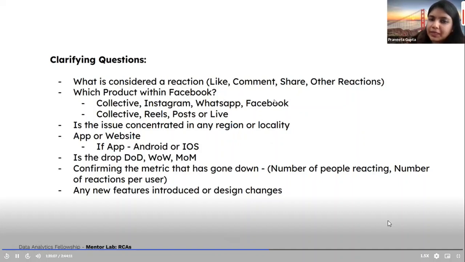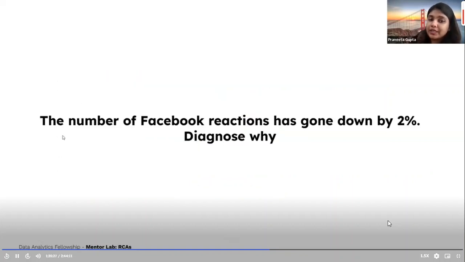Okay, for now the first point is not very valid because Meta as the company and Facebook are separate. But yes, this one thing was asked, whether it is reels, posts, live, or collectively everything has gone down. Then whether it is concentrated in a region or across. Now here, because I did not mention India, it could also be specifically in some country. So it doesn't necessarily have to be a region in India or a state in India.